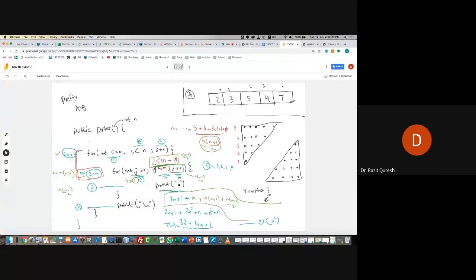Here, this i is connected to this i. So if the second nested loop is connected to the previous loop, then you should use a series. If they're not connected, then it's straightaway n squared.